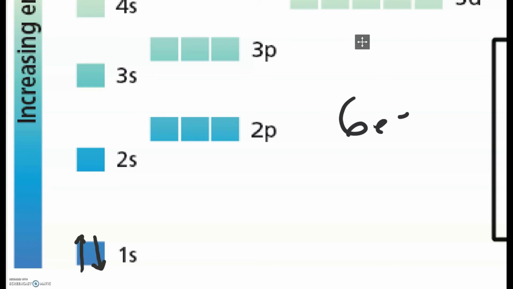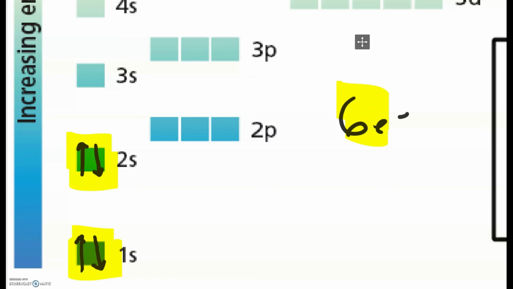Well, there's no more room at the first energy level. So Aufbau says now we have to go to the next highest. And there are 6. We used 2 of them in our 1s. So now we're going to go to the 2s, and we're going to put 2 electrons there. And remember that 2s is lower in energy. It's the next lowest available orbital. So we're going to fill that one first. So of our 6 electrons that we had, we put 2 in the 1s and 2 in the 2s, but we still have 2 left.